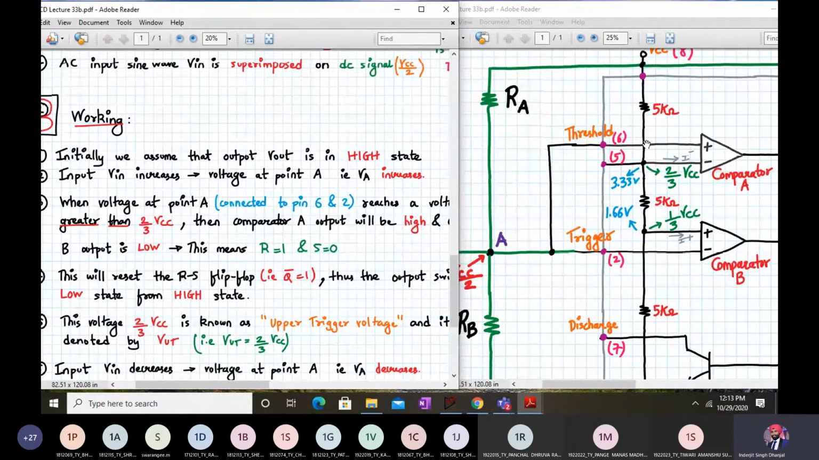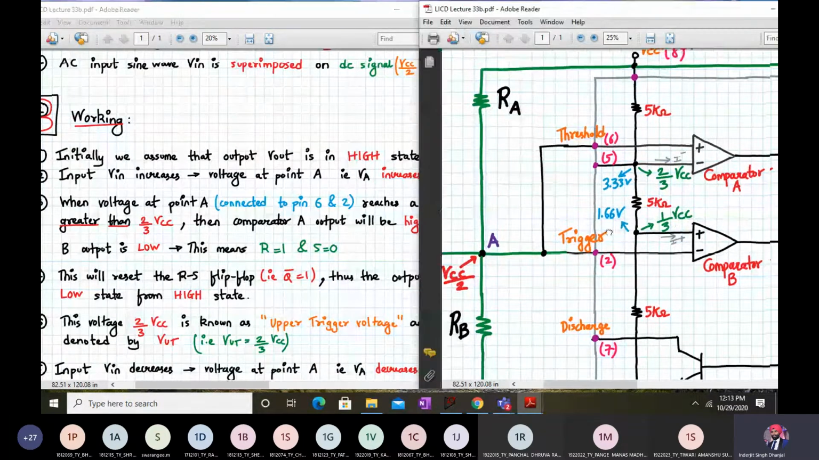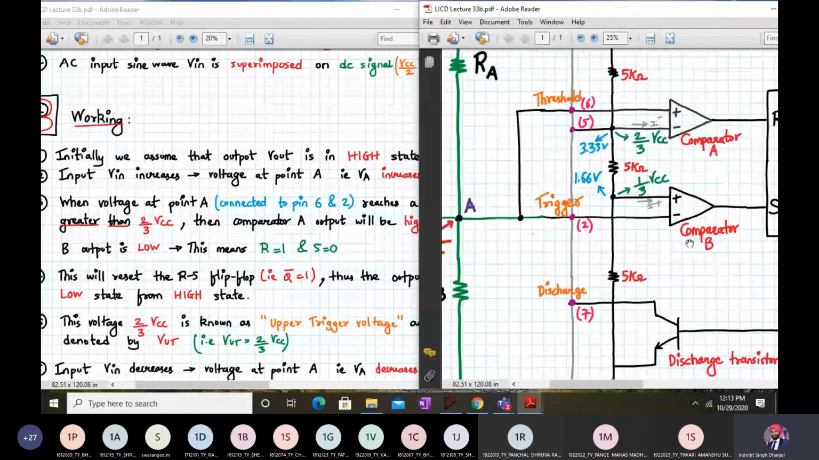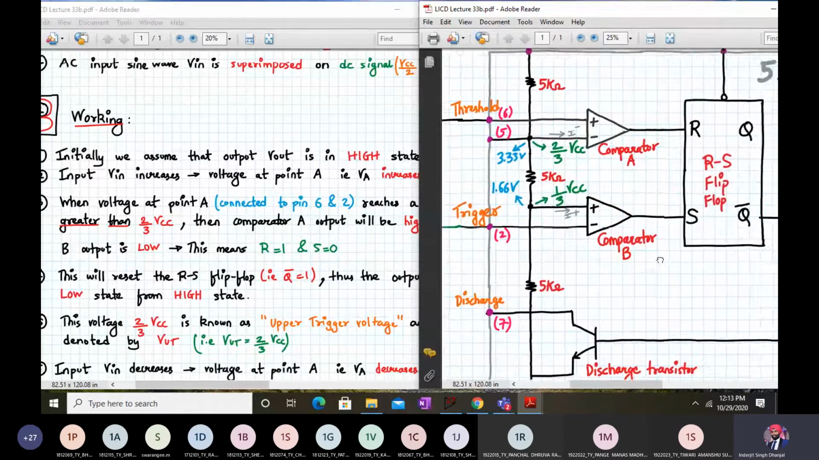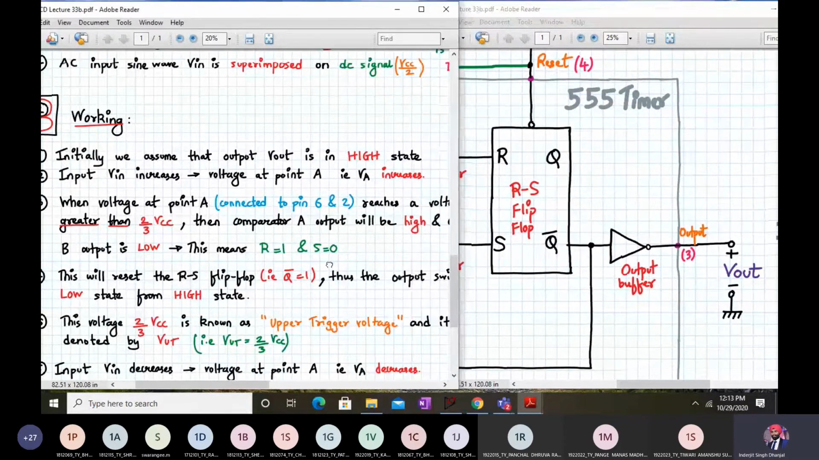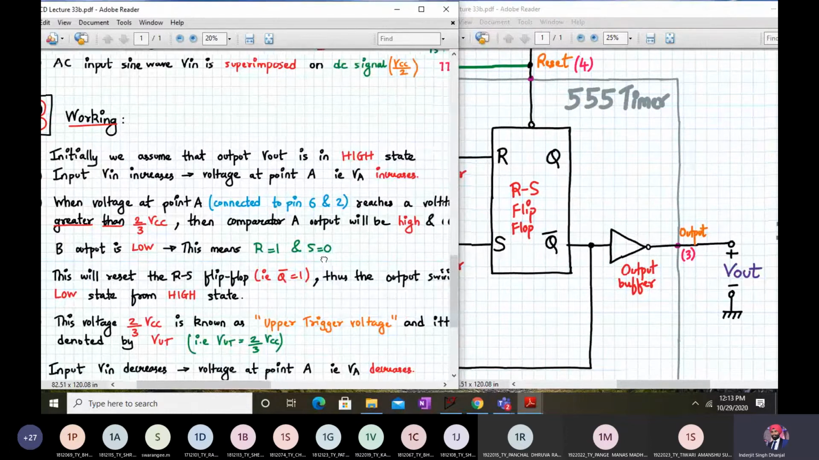So whenever the voltage at pin number 6 increases beyond 2/3 VCC, my comparator A output will be high, whereas my comparator B output will be still low, because pin number 2 is at 2.5, which is greater than 1/3 VCC. So that means my R is 1 and S is 0. Whenever my R is 1, my output is reset. That means Q bar will be 1. If Q bar is 1, my output will be low. So that's what it is giving over here.